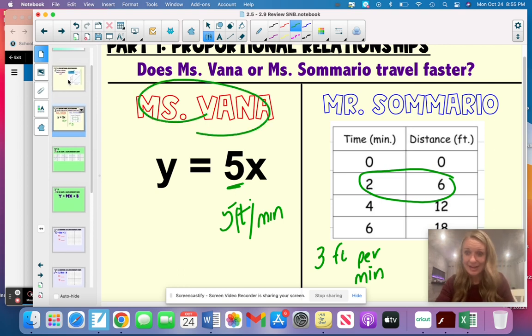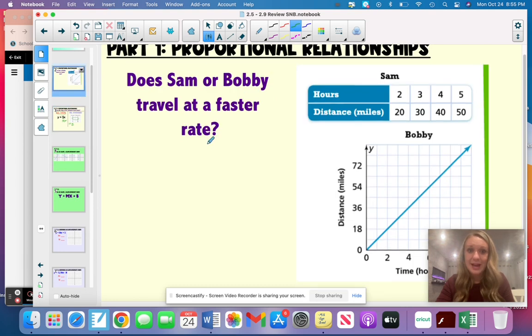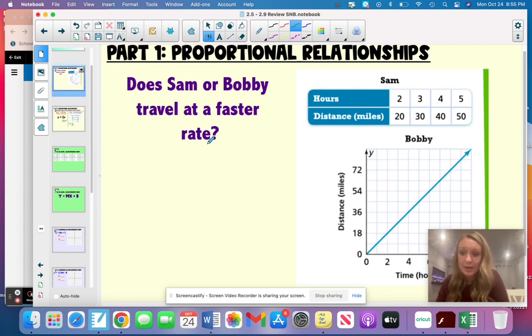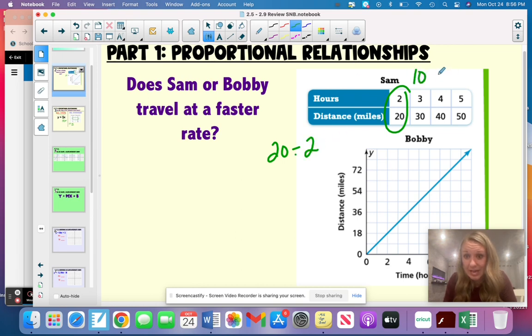I also skipped a slide, so let me go back. Another thing that you'll be asked to compare is you might have to look at tables and graphs. So again, we're looking at Sam and Bobby to see who travels faster. Let's start with Sam. We know that in 2 hours, he can travel 20 miles, but I want to know how far he can go in 1 hour so I can compare it to Bobby. Again, you're just going to use division. So I know 20 divided by 2 is 10. So little Sam here can go 10 miles per hour.